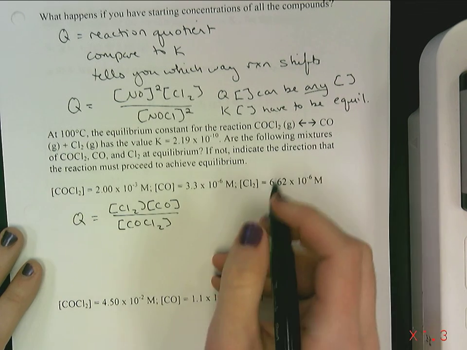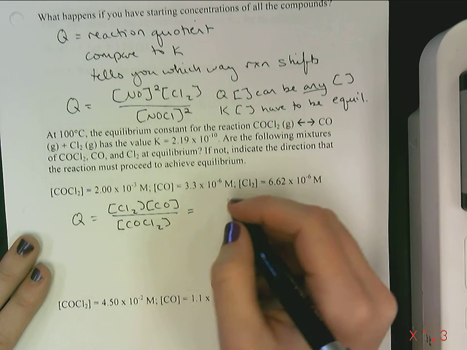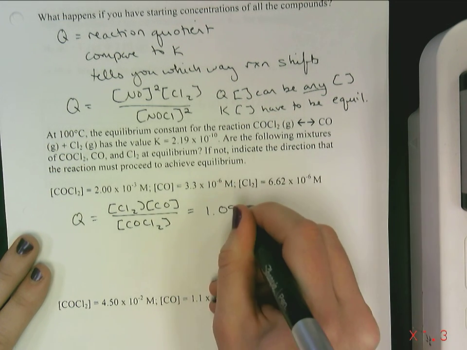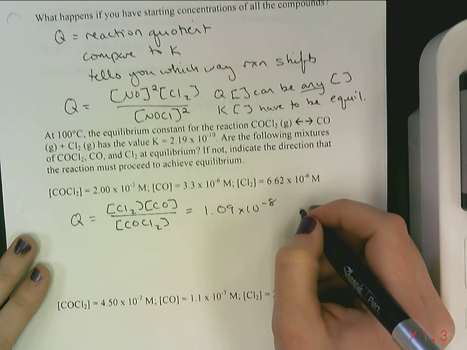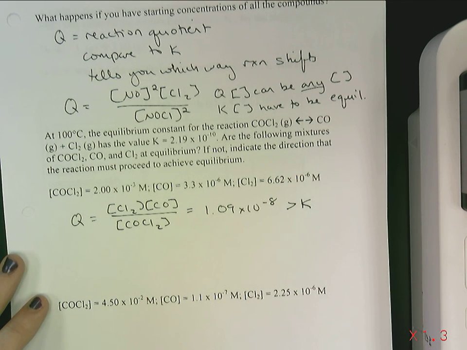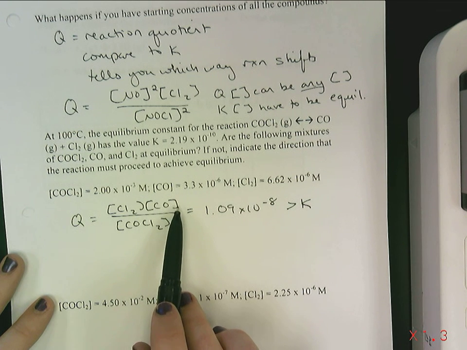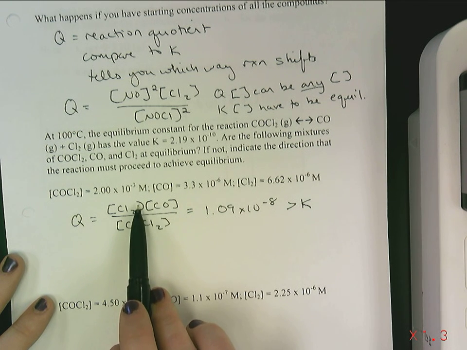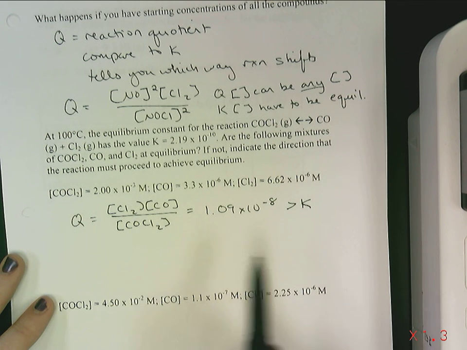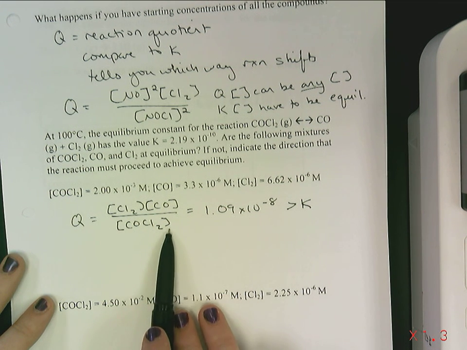We've got our products over our reactants raised to the correct coefficients. If I substitute these concentrations into the Q expression, I get a value of 1.09 times 10 to the negative 8th. And I compare that to K. This value is greater than the value of K, 2.19 times 10 to the negative 10th. What does this mean? This means that the current mixture that we have has a greater concentration of products than I expect to see at equilibrium. What that means is that the reaction has to shift, making reactants from products and going backwards towards reactants. So we're going to need to shift this equilibrium toward the reactant side.